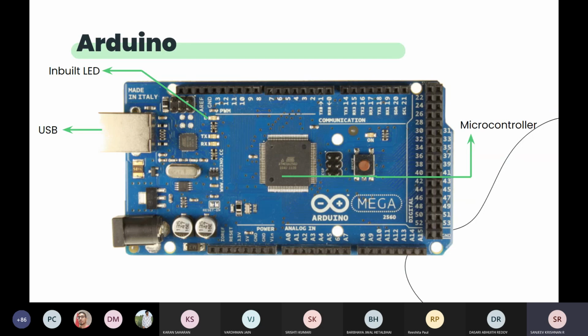This LED is controllable through code. So let's say in your code, after executing a function, you need to indicate something to the user through an LED. You don't have to put a separate LED; you can use this inbuilt LED.